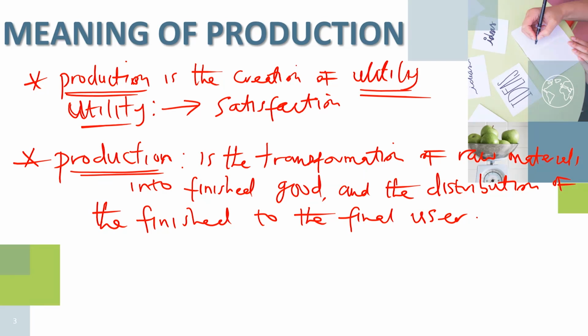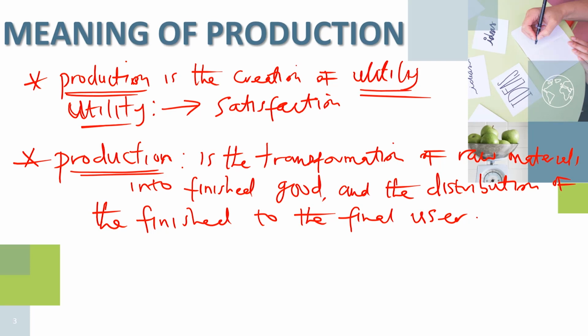So you can see, you can choose any of the definitions you prefer here. The first one says, production is the creation of utility. You can't stop there. You must explain the term utility, which means the ability for any commodity, any product to give satisfaction. While the second one is a little bit more clear. We state that production is the transformation, that means the changing of raw materials into finished goods and the distribution of the finished goods to the final users.